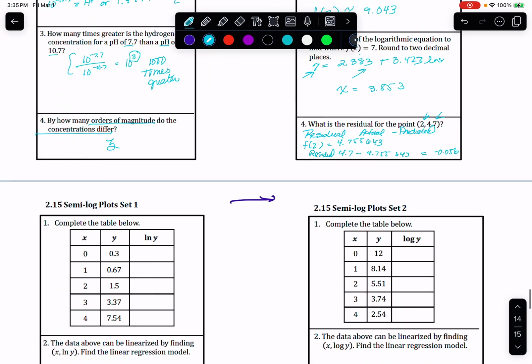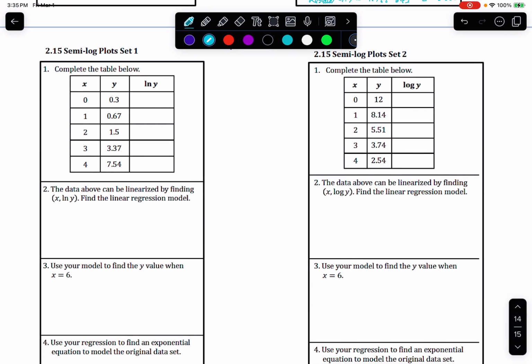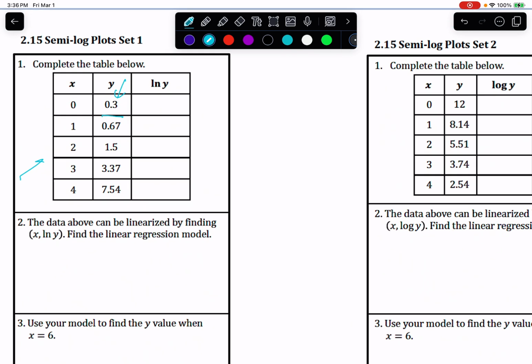All right, let's move on to the last set, 215. Semi-log plots, then we'll be done with this review. They give you a table of x, y values, and they say it can be linearized. This must be an exponential, so they want us to take the ln of y to linearize it for a semi-log plot. So just put in ln of 0.3 and do that for all of these.